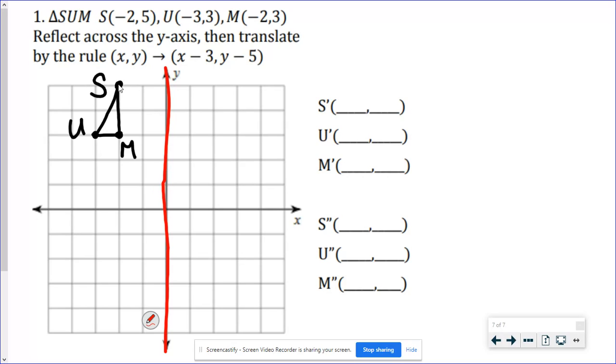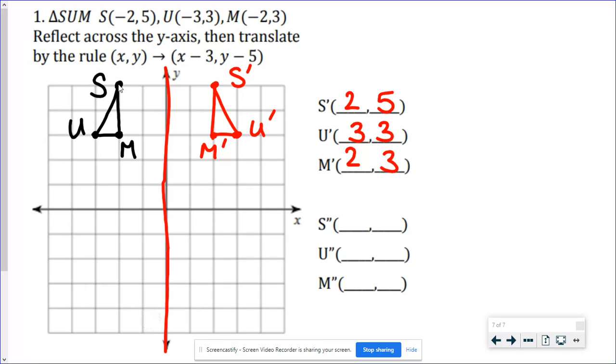So the S is 2 units to the left, so I go 2 units to the right. Here's my S prime. That point is at 2, 5. Remember, the rule is just change the sign of the x. U is 3 units to the left, so 3 units to the right. So it's going to be at 3, 3. And then M is 2 units to the left, so 2 units to the right. Here's my M prime. That is at 2, 3.